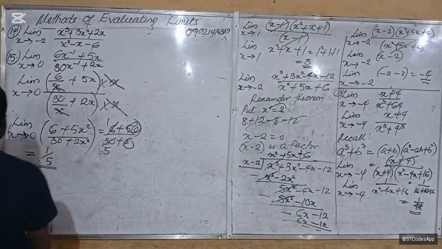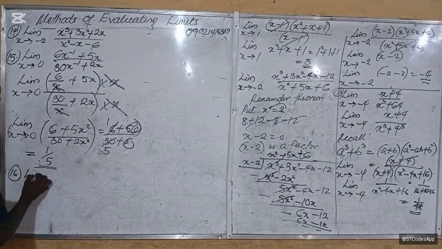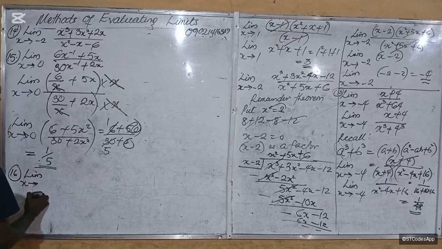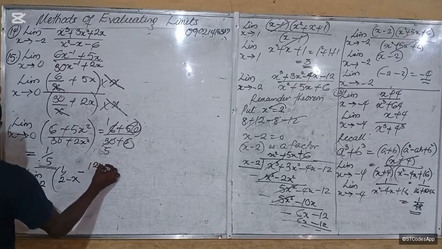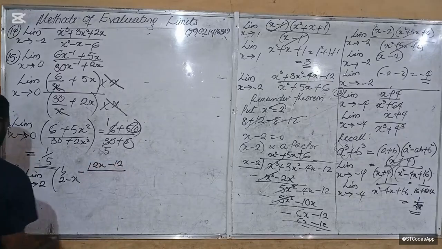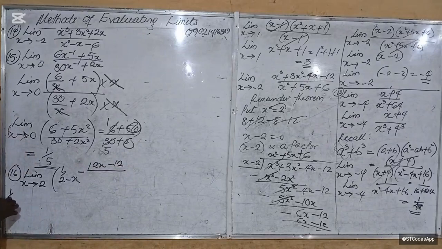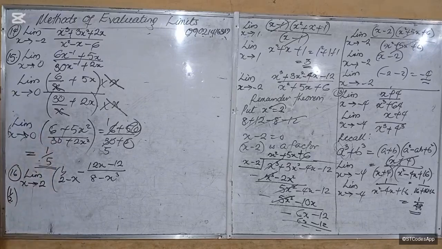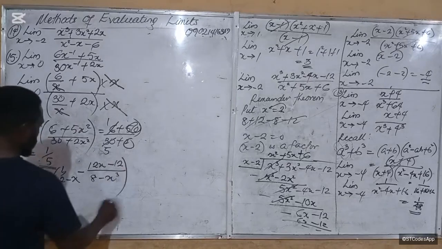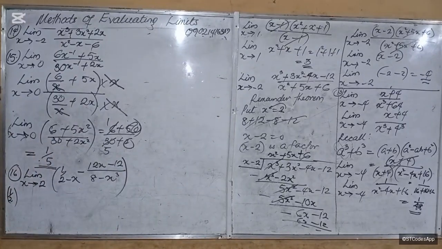Let's go for another one. This one says the limit as x approaches 2 of 1 over 2 minus x minus 12x over x minus x cubed. An answer is even given to this one. So our answer, according to them, should be 1 over 2. That means it should be simple because the answer is simple. Now what do you do first?